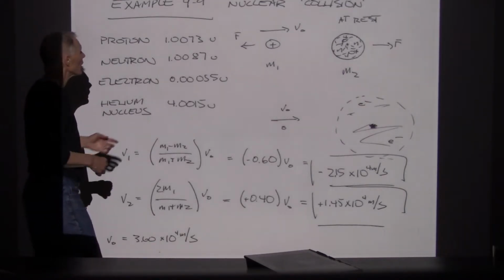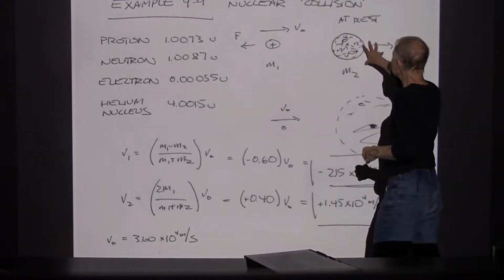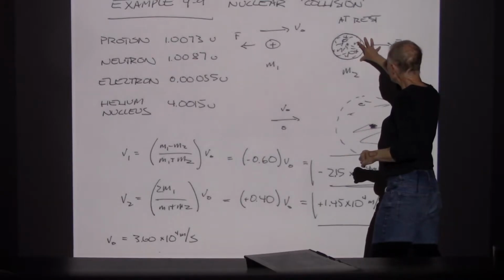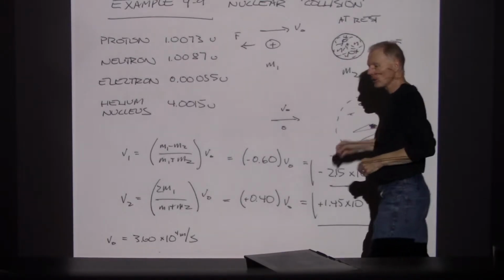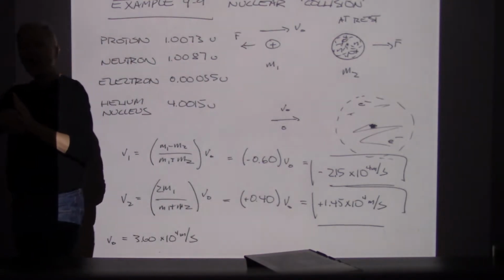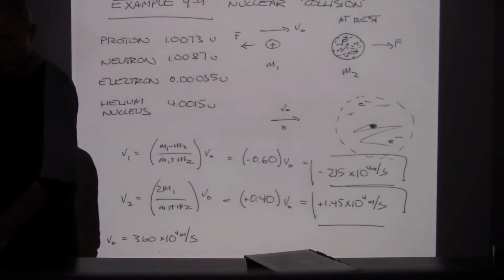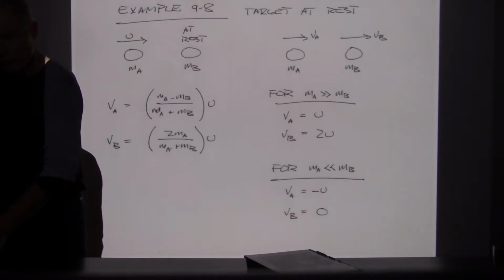All right, so the proton comes in. Now remember, it's bouncing off, it's elastic. It's bouncing off something heavier, and what our formulas have told us is that when something lower in mass hits something that's higher in mass, it bounces back. Its direction is going to reverse.